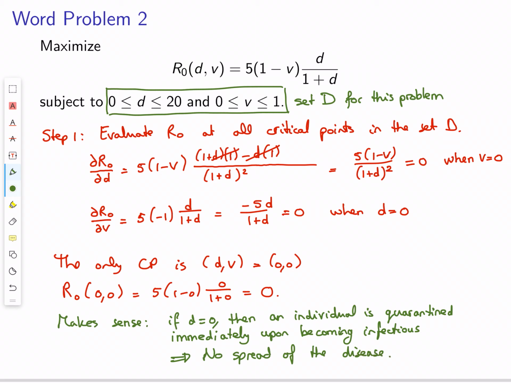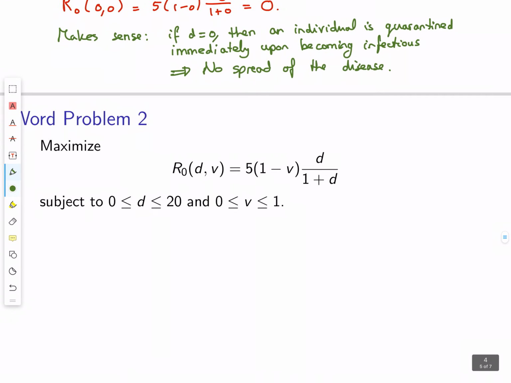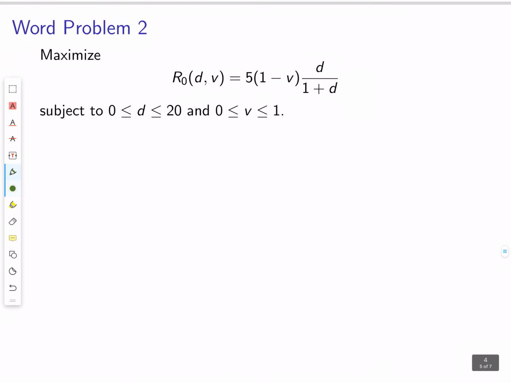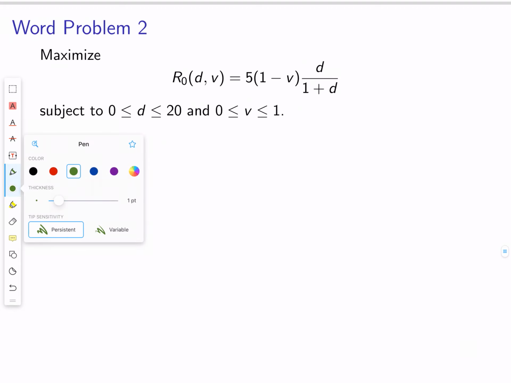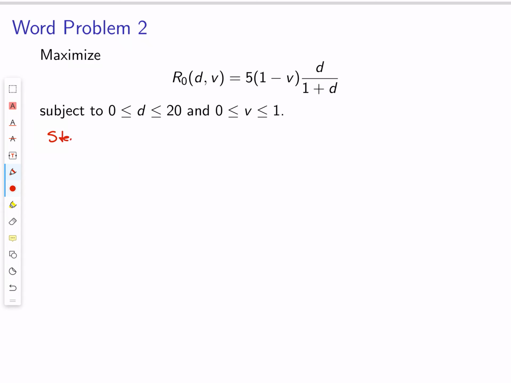That was step number 1. Now what we need to do is take a look at the boundary of the set D. Let's draw that first, actually. So let me write it down first. Step 2 is to analyze R naught on the boundary of D. So let me draw it.